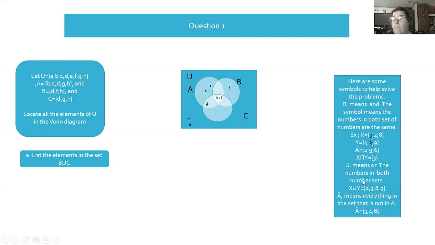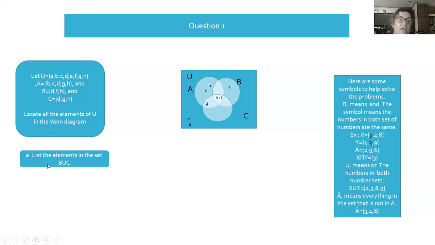When you have a big U like this, it means or: the numbers in both number sets. So A and U, you just put every single one in there. They all go together. It says X and Y. So here are our numbers. And when you have a little A with a line over it, it means it's not in that set. Everything that is not in A, 3, 4, 8, is going to go right there. So this is going to help us solve the questions we have.